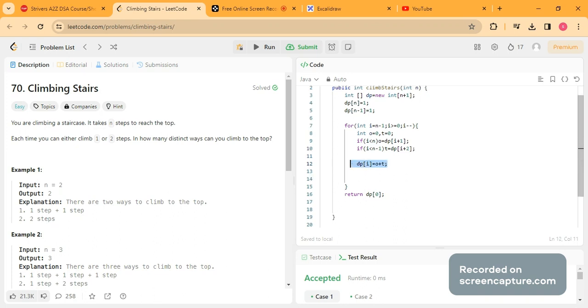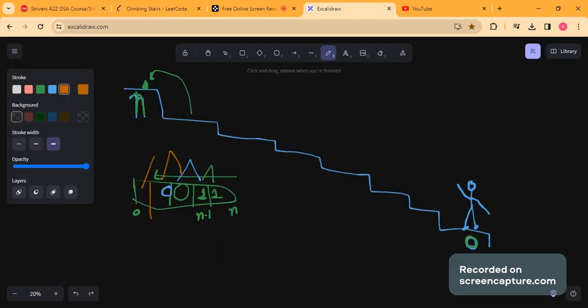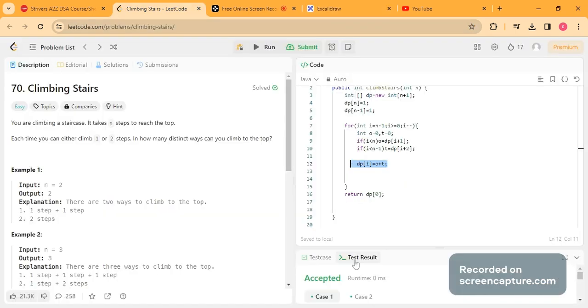So at the end we would see that the last value would contain all the distinct cases. So that's why we are returning dp of 0 as our final answer. It is getting accepted and it has been submitted, so here it is done now.